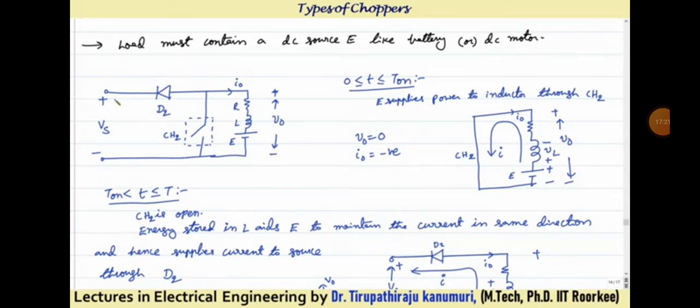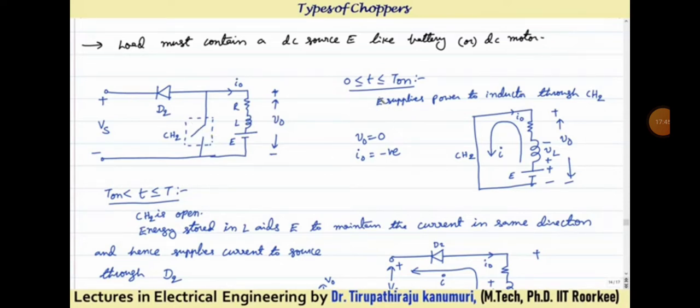I am repeating once again: when the thyristor is closed, the current will freewheel in this circuit. That means this E will freewheel through this chopper, through this switch. Because of that, the energy is stored in the inductor. The energy stored in the inductor will be supplied or pumped back to the supply when this chopper is open circuited.